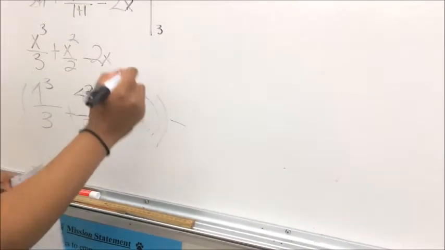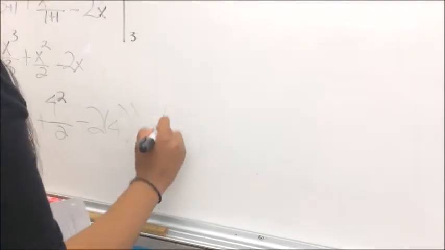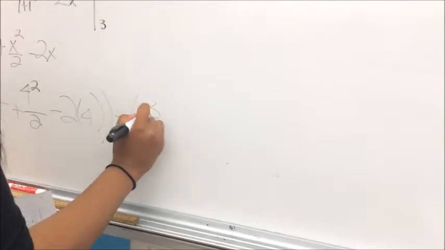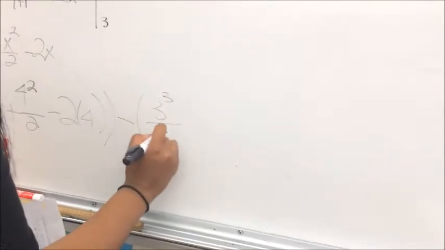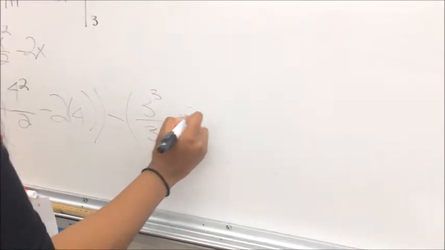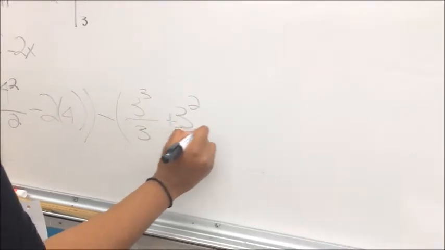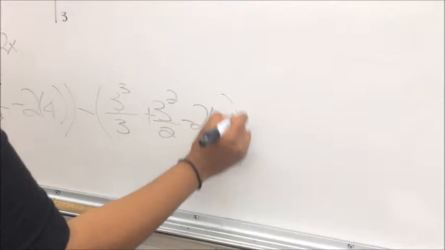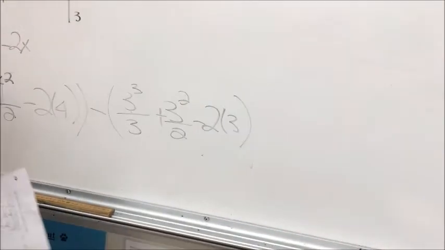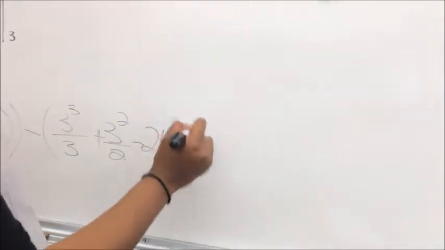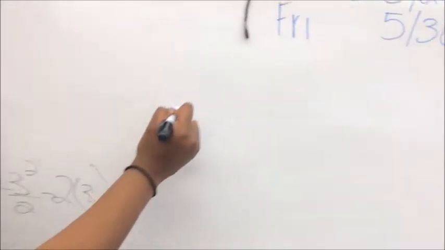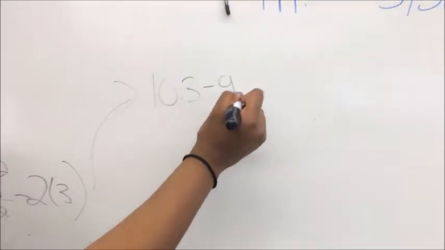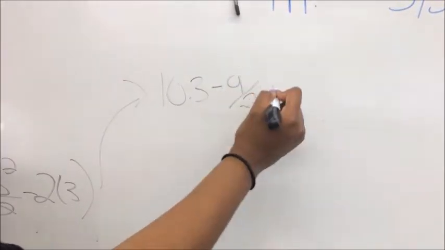And then next you plug in the lower bound, which would be 3 to the power of 3 over 3 plus 3 to the power of 2 over 2 minus 2 times 3. And then basically from here you can just simplify, and then the final answer should be 10.3 minus 9 over 2 plus c.